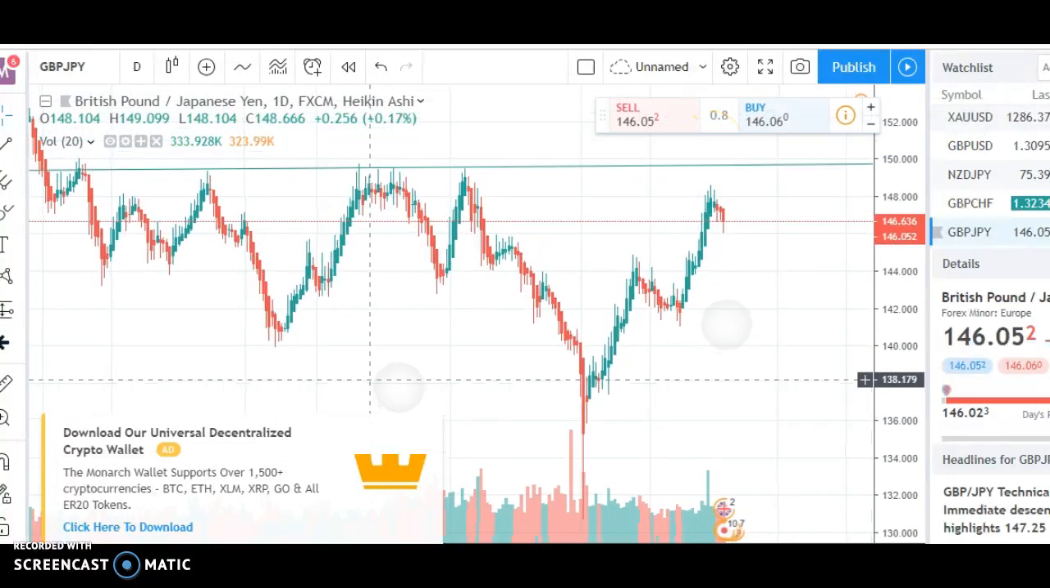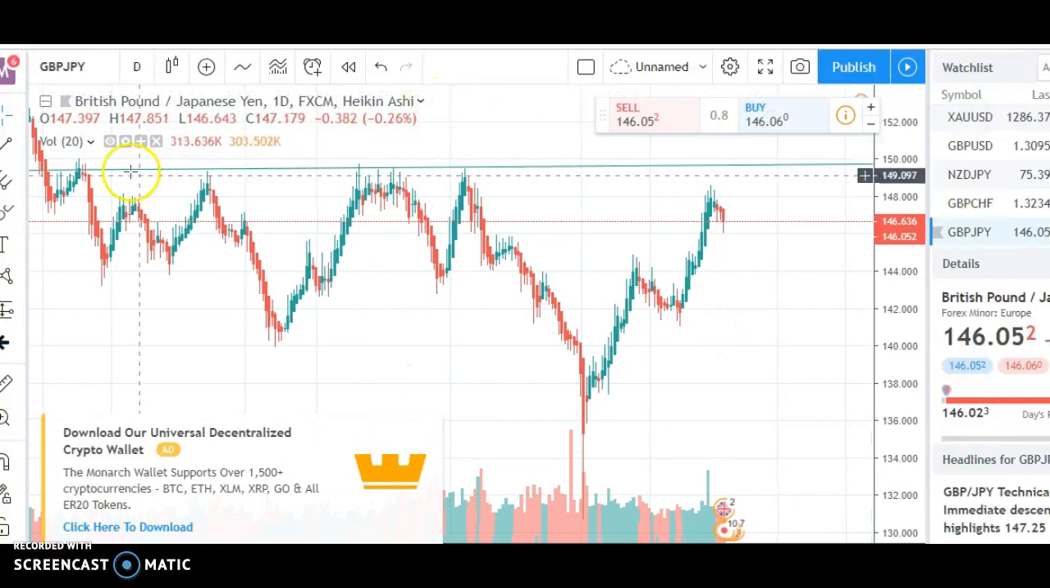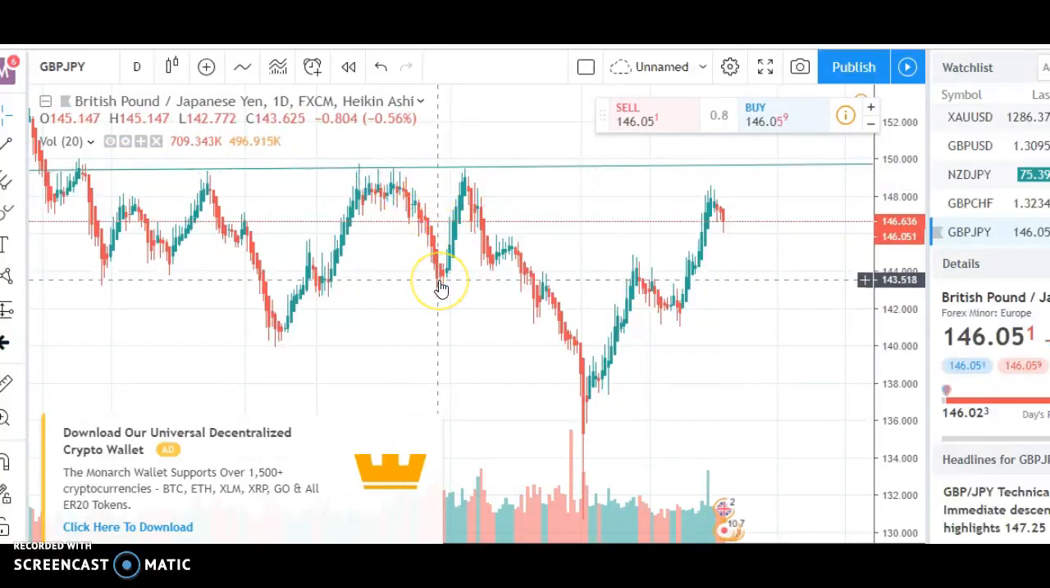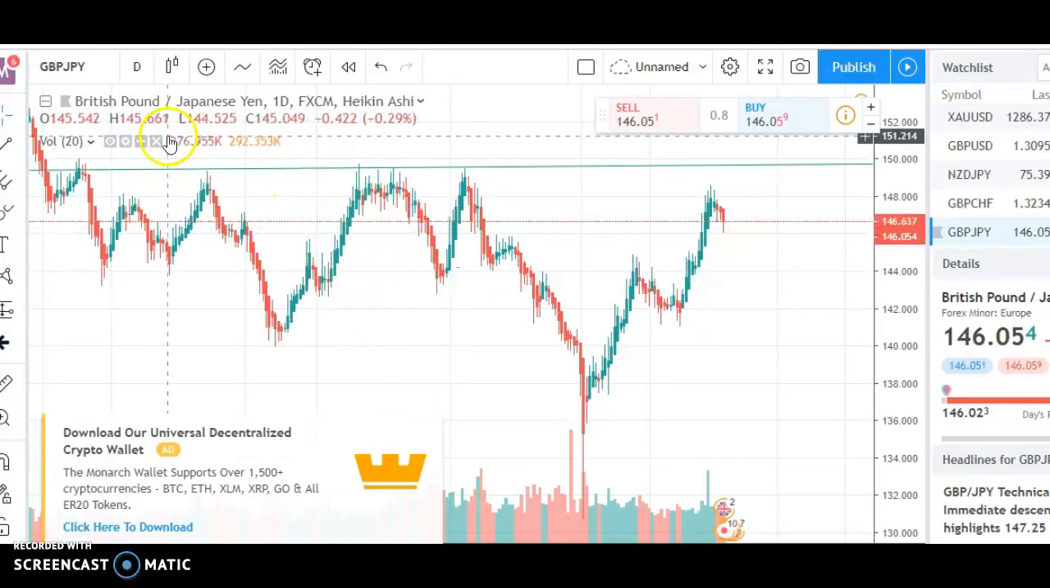Can you see? Look at this line, GBP/JPY. Can you see from here? It didn't hit it. It hit here, came down. Now, there are two major places you need to look at this point. Now, look at this line. Let me draw the line for you to get it.